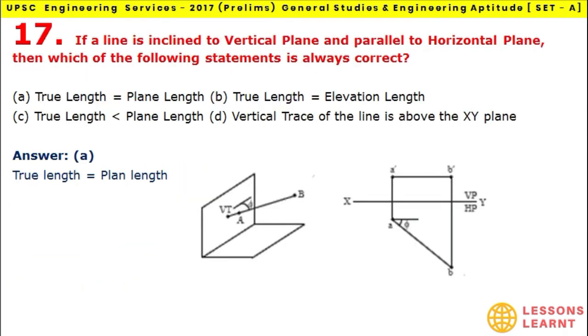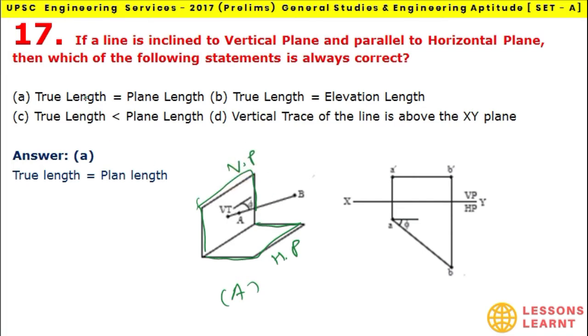Now we will see the 17th question. If a line is inclined to a vertical plane and parallel to a horizontal plane, which of the following statements is correct? First we will see what the vertical plane and the horizontal plane are. In image A, this plane is the horizontal plane, and this vertical plane, which is perpendicular to the horizontal plane, is the vertical plane.